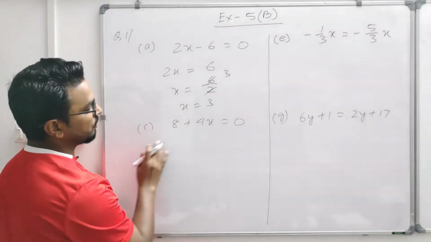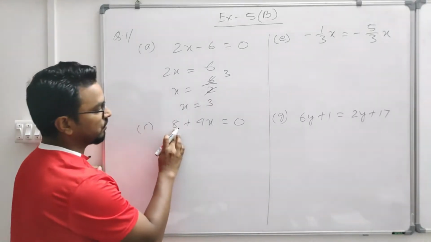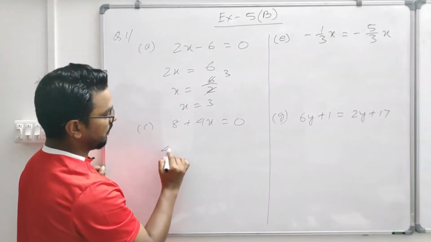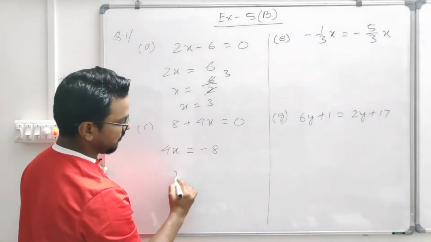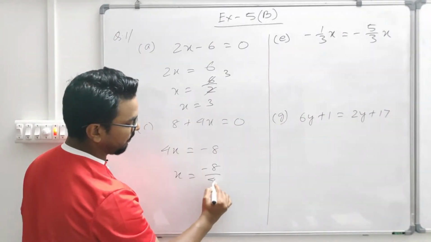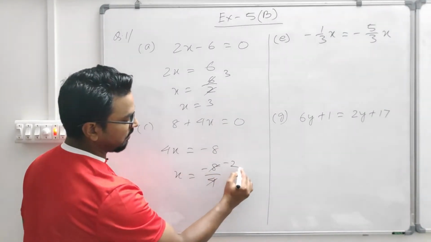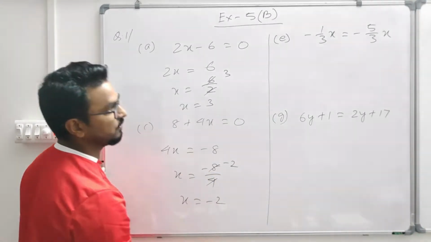Okay, similarly for C, these are also similar. So if you take this to the other side, 4x will remain, this 8 will become minus 8. So x equals minus 8 divided by 4. If you cancel it, you will get minus 2. So the value of x is minus 2.